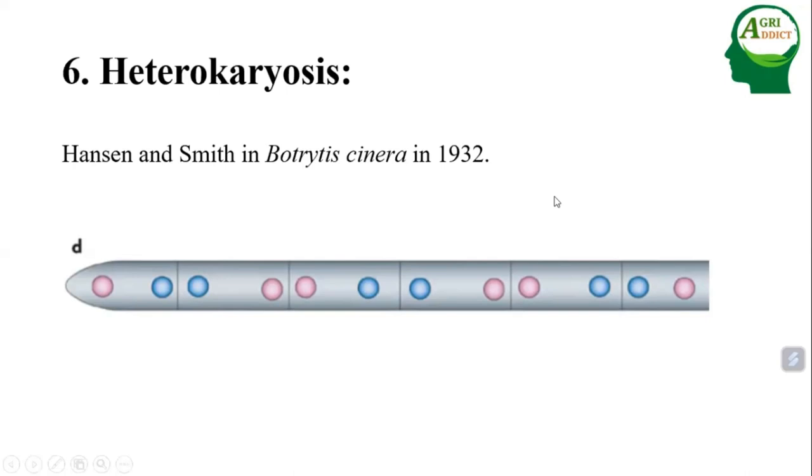Coming to the heterokaryosis, hetero means different, karyo means nuclei. This concept was given by Hansen and Smith in Botrytis cinerea in 1932. As you can observe in the picture, there are two different types of nuclei. For example, the pink and blue, which indicates that there are two different or genetically different nuclei in the same thallus. So presence of different nuclei in the same thallus is called heterokaryosis.